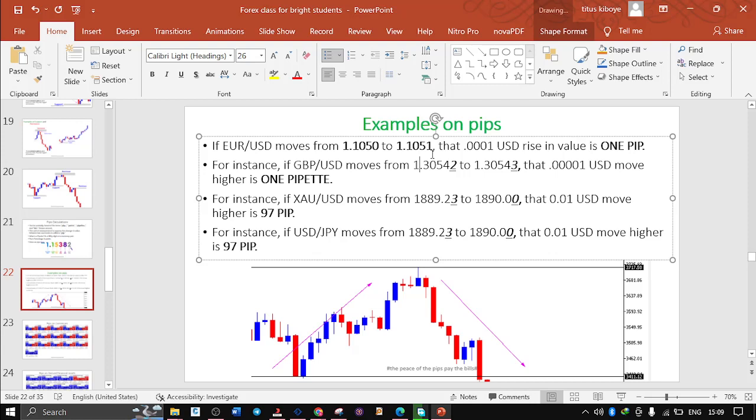Now, the next example is about gold. When gold moves from 1889.23 to 1890.00, it has moved higher by 97 pips, when you get the difference between the 1890 and the 1889.23. Making sense?